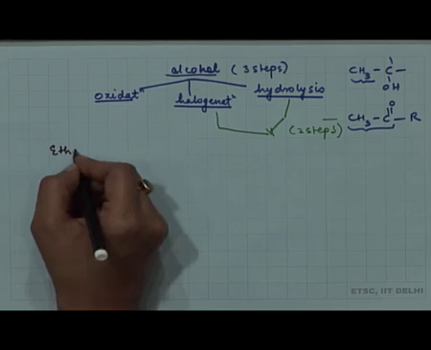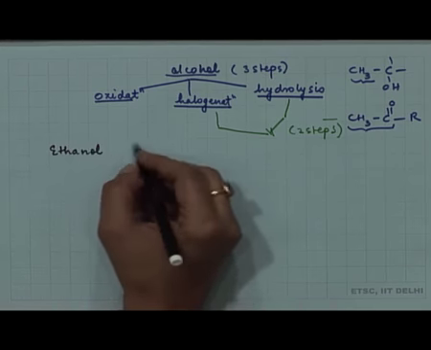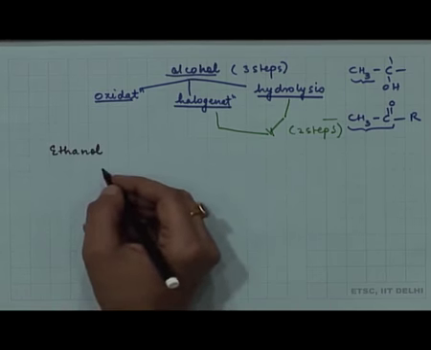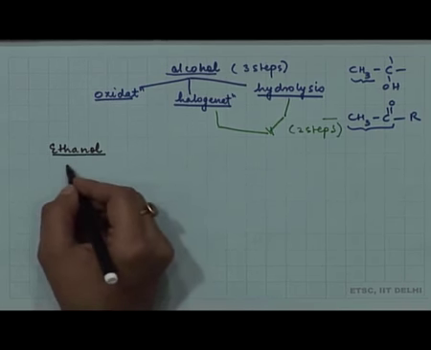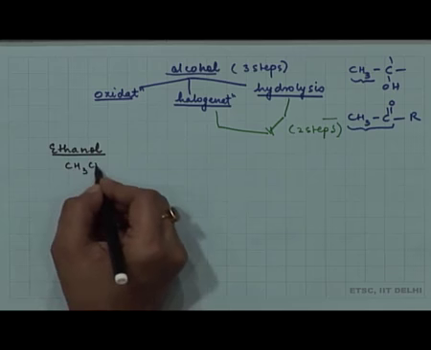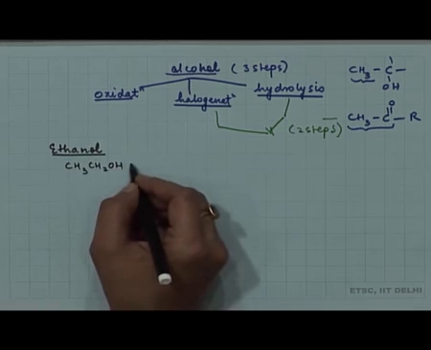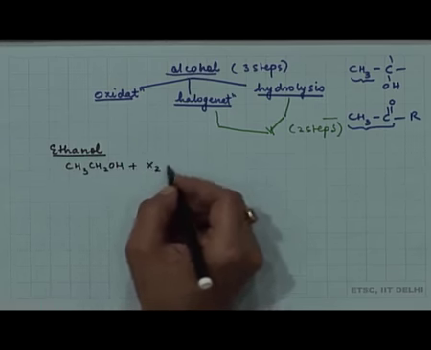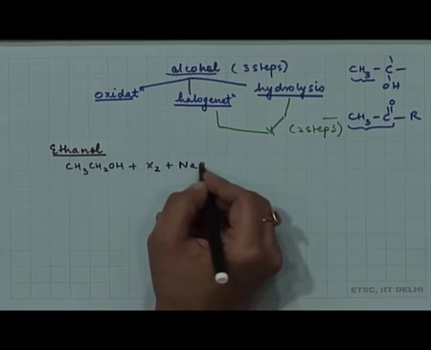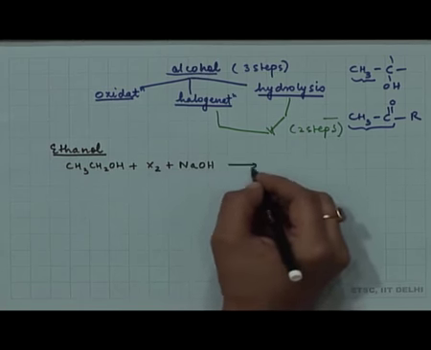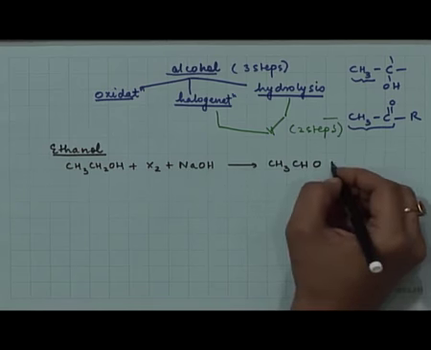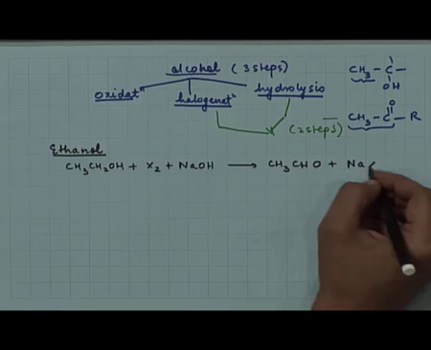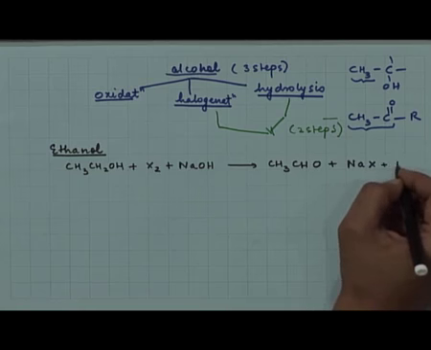Let us say we start with ethanol as your starting alcohol. The first step is, it is a 1-degree alcohol with the halogen under alkaline conditions. It produces the corresponding aldehyde along with formation of NaX and water.